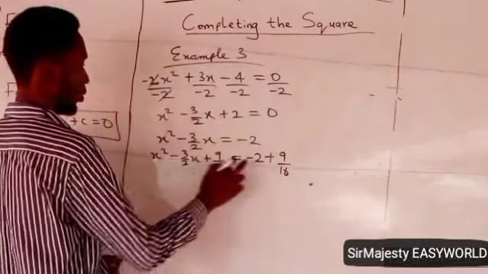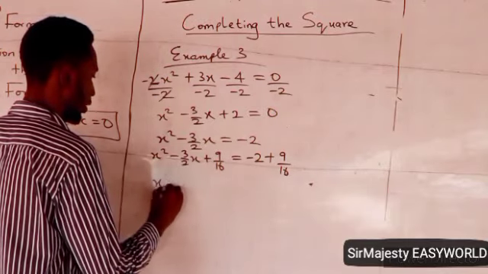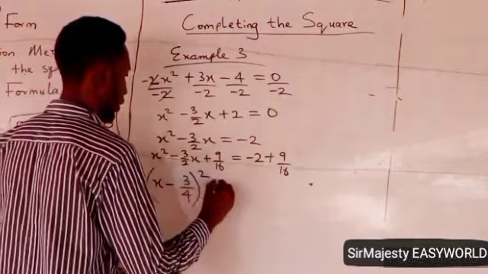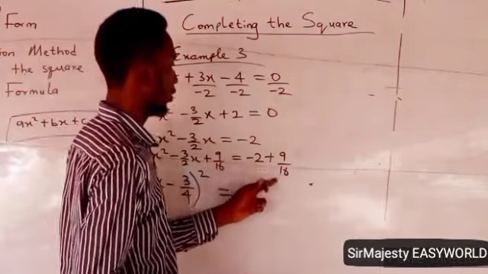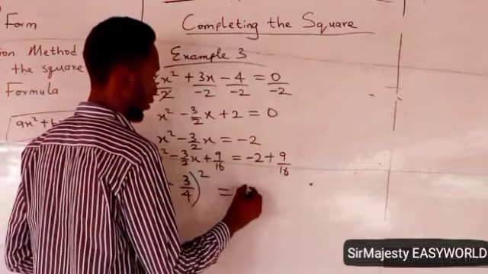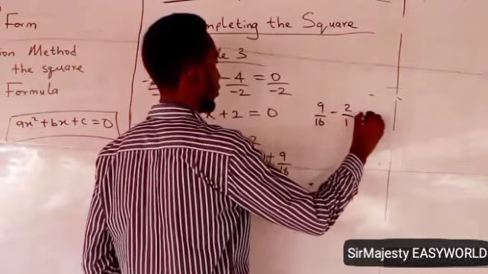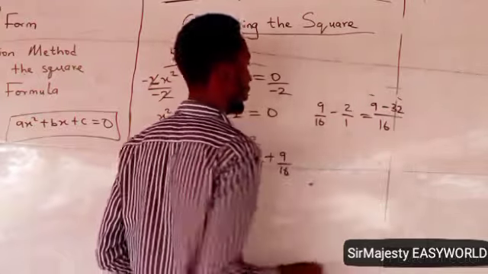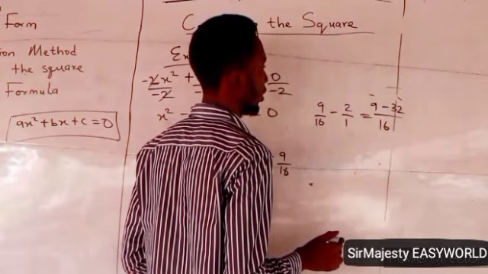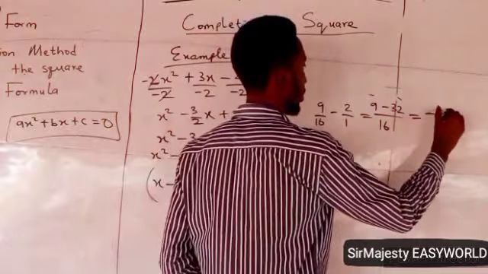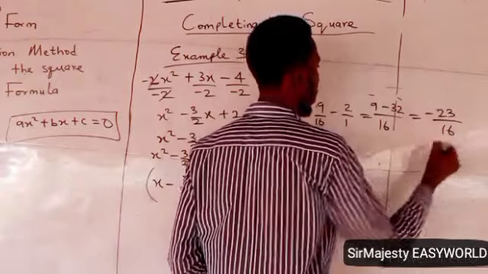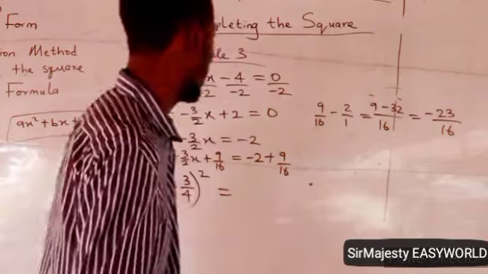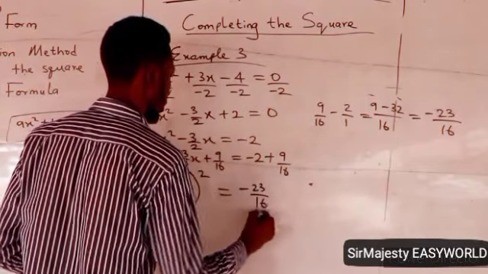Okay, so now we have to factorize this side, which is going to give us x minus 3 over 4, all squared, is equal to, so here we have to compute 9 over 16 minus 2. We have 9 over 16, we subtract 2 over 1 from it. Of course, the LCM is 16, so here we have 9, 16 times 2 is 32, so 9 minus 32 is going to give us minus 23 over 16.